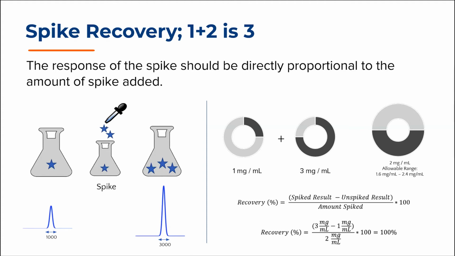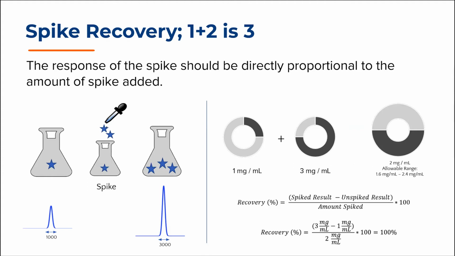The left portion of this slide is a generalized schematic for how spike recovery experiments work. A spike, or sometimes referred to as a fortification, is the addition of a known quantity of analyte to a sample to test whether the response resulting from the spiked sample preparation is as expected. Because the response of the spike should be directly proportional to the amount of spike added, it allows us to verify that the sample matrix is not interfering with the method's ability to recover the response due to the additional analyte. So in this case, we can say that 1 + 2 should equal 3.